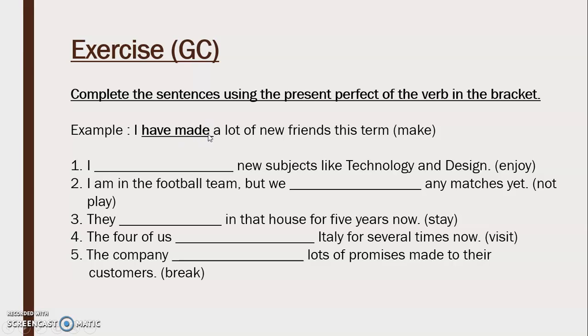Alright, for irregular verbs, please refer back to the table that I shared with you just now. Okay, so the same thing with this. Identify whether it is a singular or a plural subject. Okay, then only can you decide to use have or to use has.